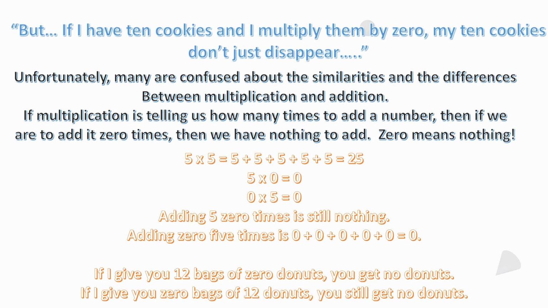But here's something that I've seen as a response from a lot of people. But if I have 10 cookies and I multiply them by 0, my 10 cookies don't just disappear. Come on, don't pull my leg.